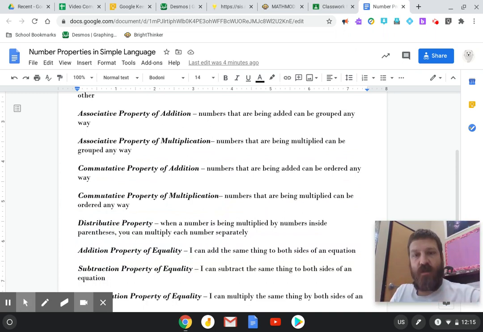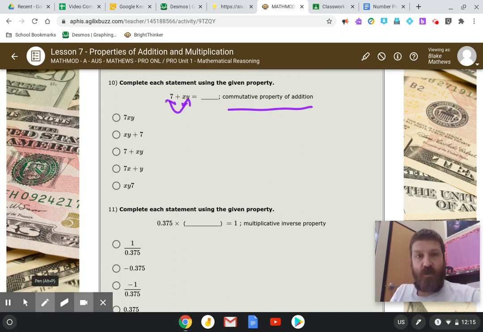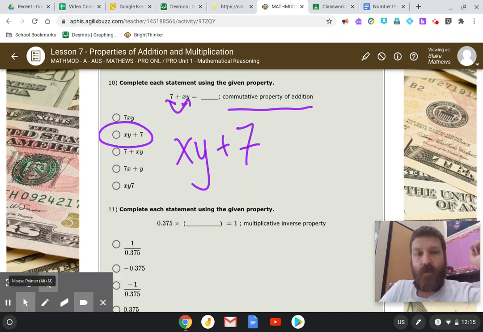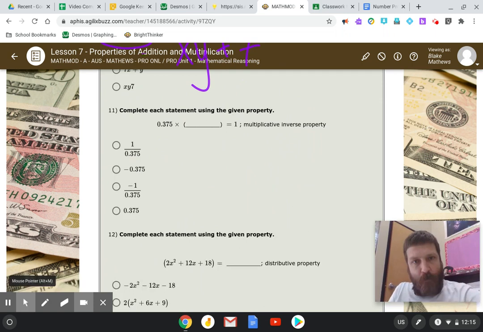So we need to change the order of the numbers as they are being added. So if we start with 7 plus xy, then clearly what needs to happen is I need to switch places. I should be looking for xy plus 7. And sure enough, that's one of our answer choices. And this is really it. You just need to figure out what matches the pattern of this type of property.